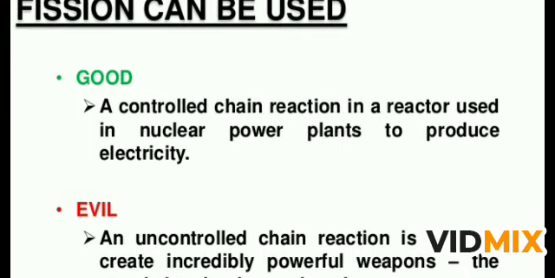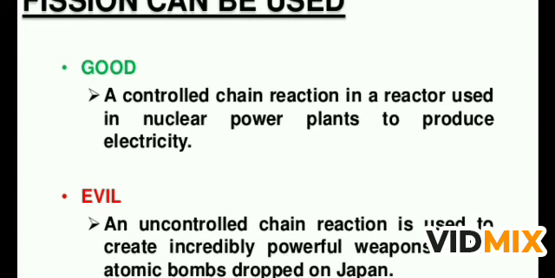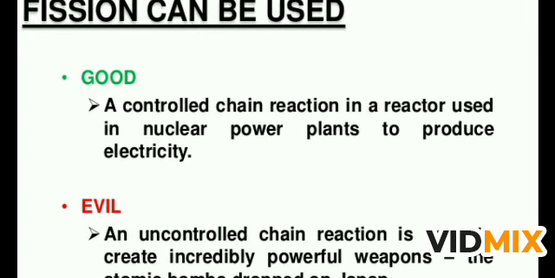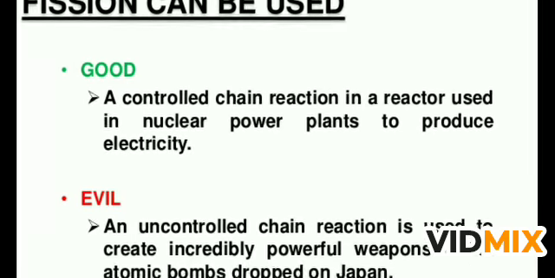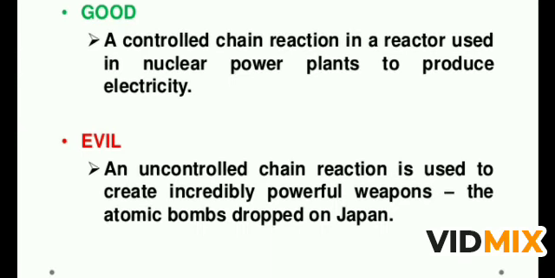Fission can be used in two ways. It is used for betterment and also as an evil. In the case of good, a controlled chain reaction in a reactor is used in nuclear power to produce electricity. Whatever energy it is releasing, if it is in a controlled form, it can be used for useful work. We can make electricity with that energy. But on the other hand, an uncontrolled chain reaction is used to create incredibly powerful weapons, and the atomic bomb which was dropped on Japan is one example of that.